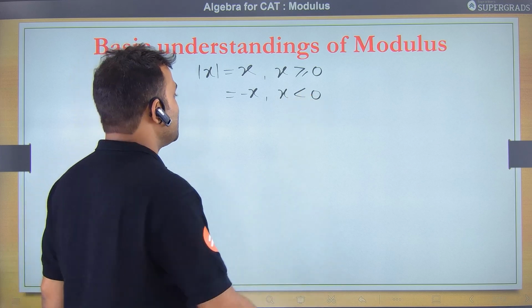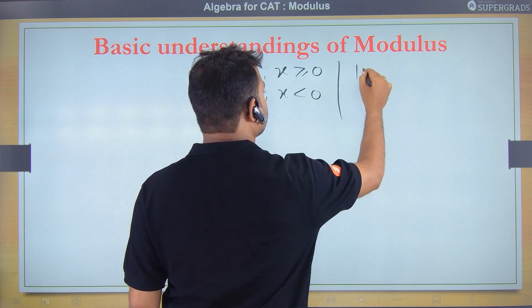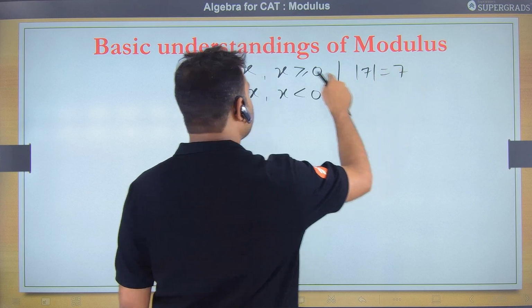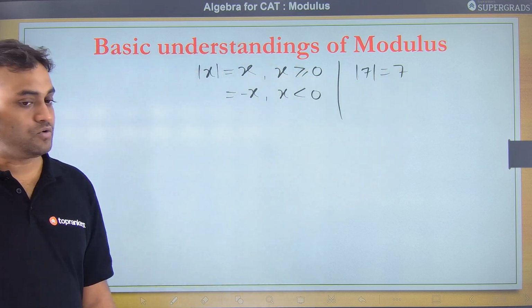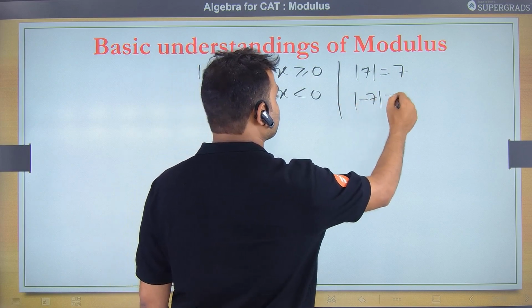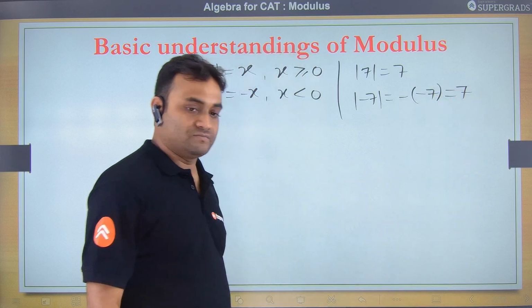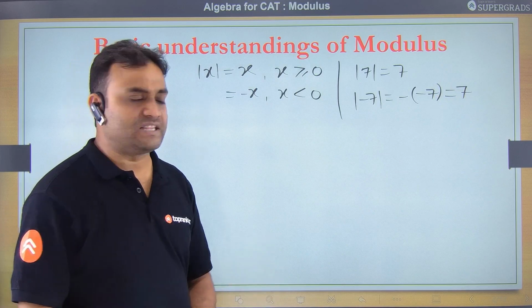For example, if instead of mod of x we take mod of 7, as 7 is greater than 0, this will be straight away 7. But if we take minus 7, this will be minus of minus 7, which will make it 7. So for any expression, this is how we solve.